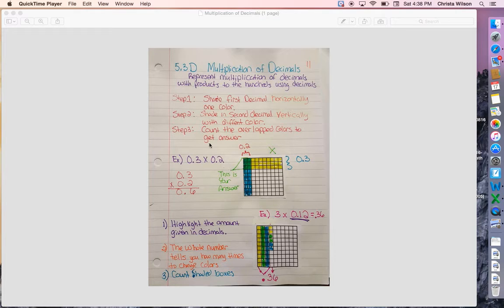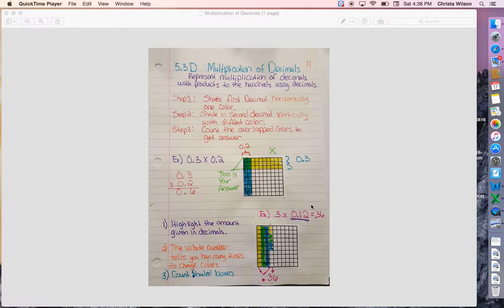And the next step is to count the overlapped colors to get your answer. And if you could see this here, this is green. The blue and the yellow made green, and this is your answer right here where it made green. And let's count those blocks. 1, 2, 3, 4, 5, 6. So that is 6/10. That is your answer. And you can see the problem written out this way, horizontally.